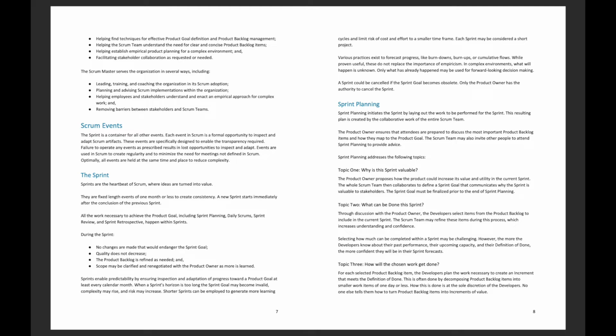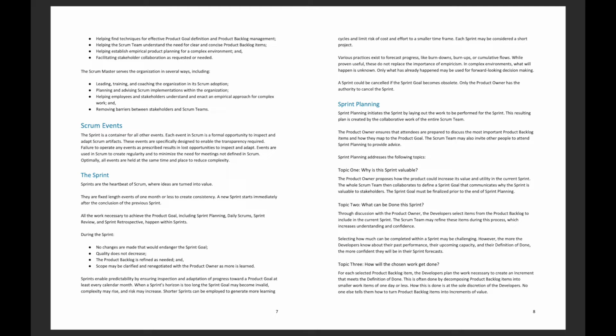The sprint. Sprints are the heartbeat of Scrum, where ideas are turned into value. They are fixed-length events of one month or less to create consistency. A new sprint starts immediately after the conclusion of the previous sprint. All the work necessary to achieve the product goal, including sprint planning, daily scrums, sprint review, and sprint retrospective, happen within sprints.